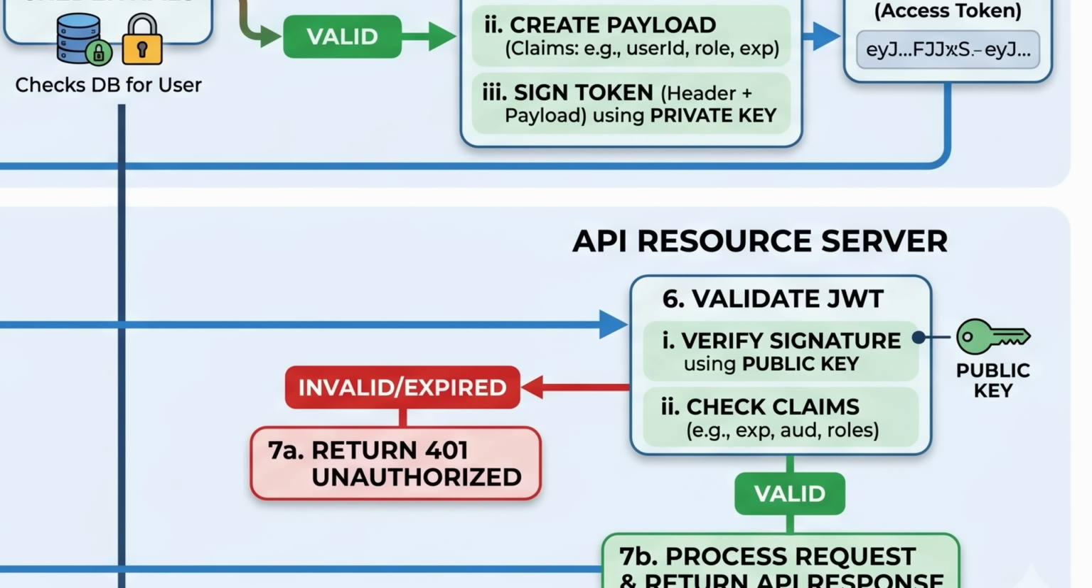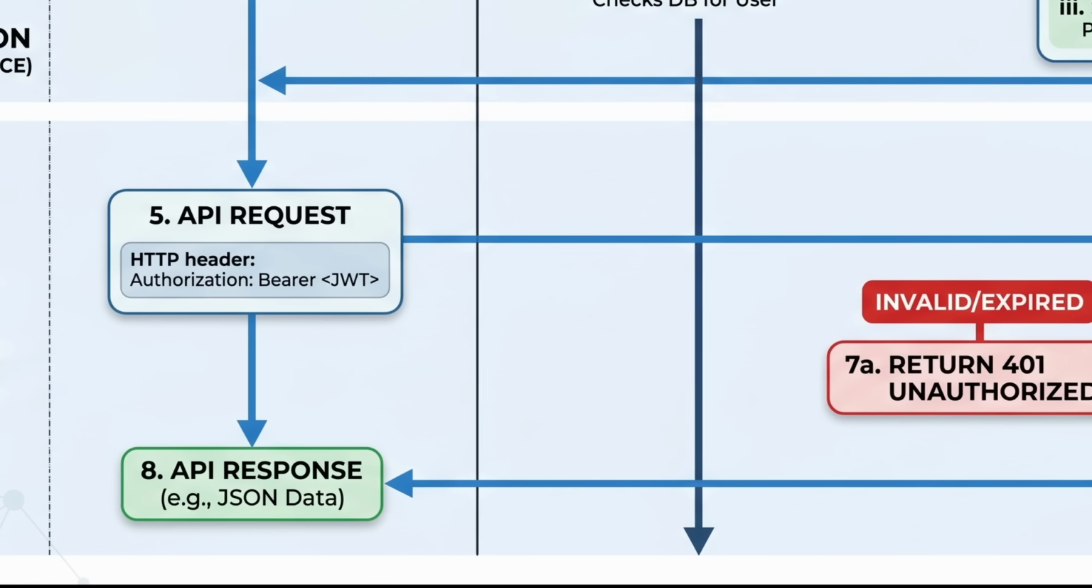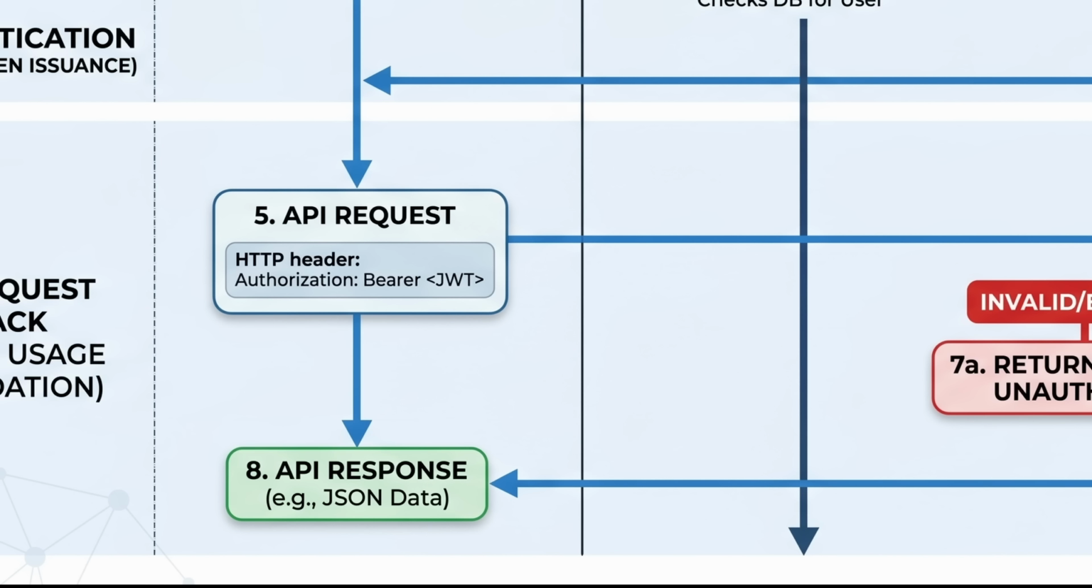The validation: the API resource server receives the token. It doesn't need to check the database again. Instead, it uses a public key to verify the signature. The decision: if the token is expired or the signature is tampered with, the server returns a 401 Unauthorized error. If the token is valid, the server trusts the information inside, processes the request, and returns the data. The response: the user gets their data and the cycle is complete.